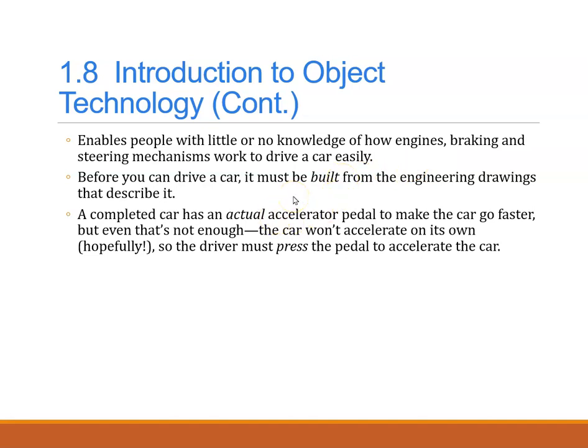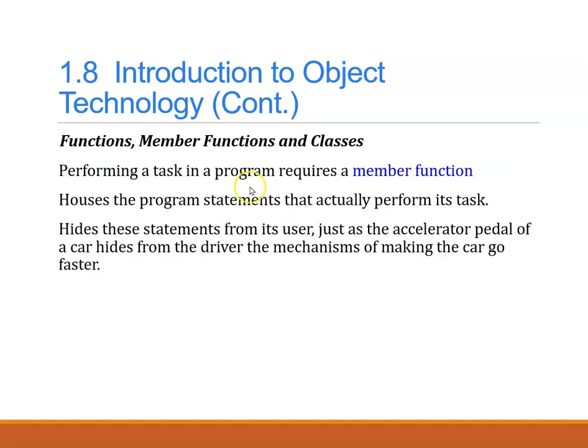Before you can drive a car, it must be built from the engineering drawings, and a completed car has actual accelerators and brakes, etc., to make it go faster. A car won't go on its own, so the driver must press the pedal, so that's an action that has to be taken. So, object-oriented programming consists of objects, member functions, and classes.